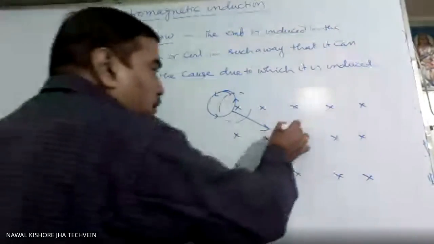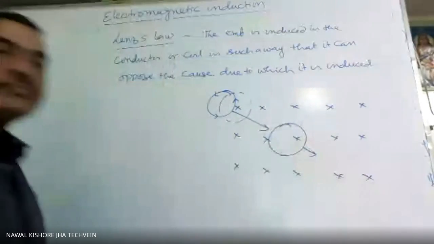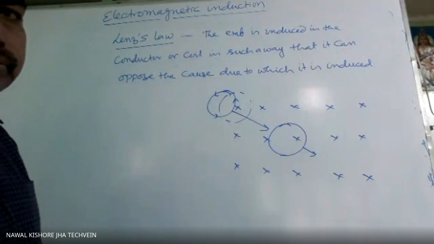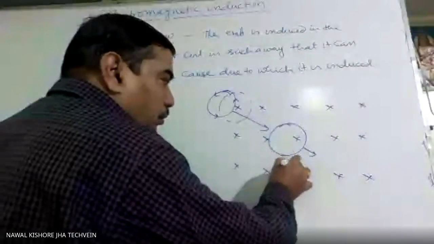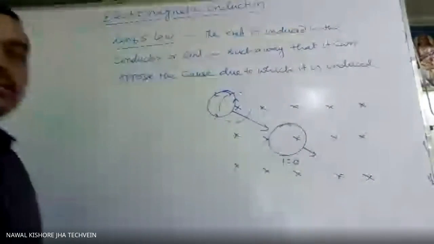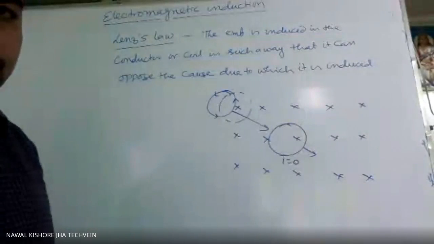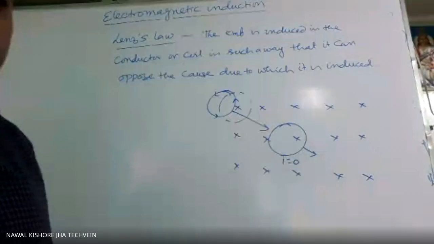What will happen once the loop is completely inside? Here current will become zero. No current will pass because there is no change in flux. Once the loop is completely inside the magnetic field, no change in flux.